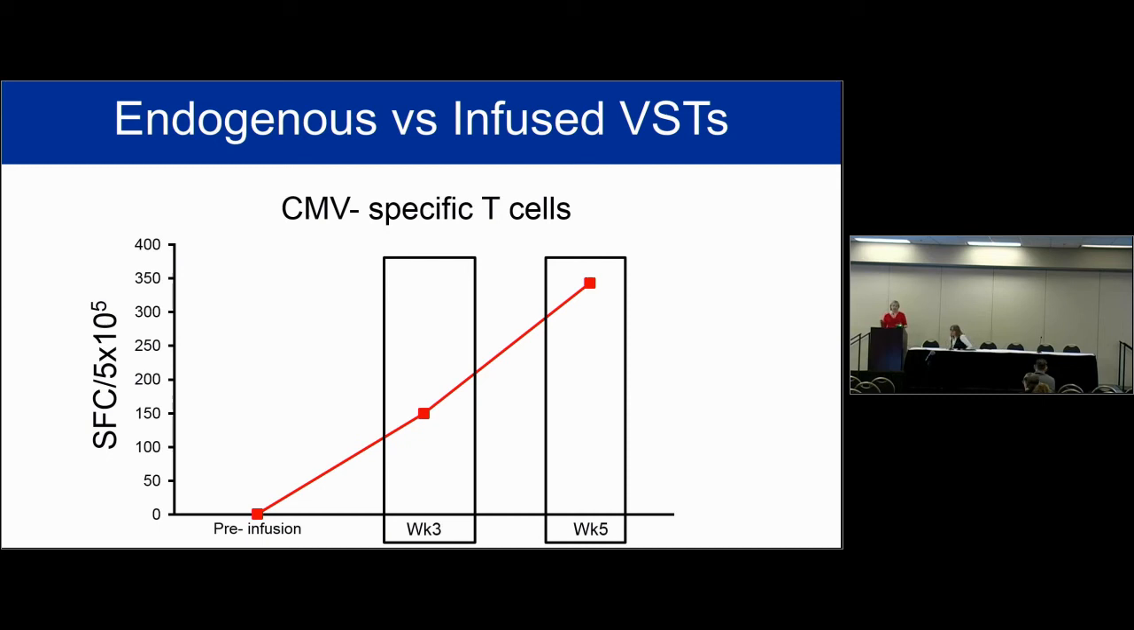And this is a patient in our clinical trial who was treated for CMV. And here the red line just shows that over time, post-infusion, we saw a very nice increase in the circulating frequency of CMV-specific T cells in this patient's peripheral blood.